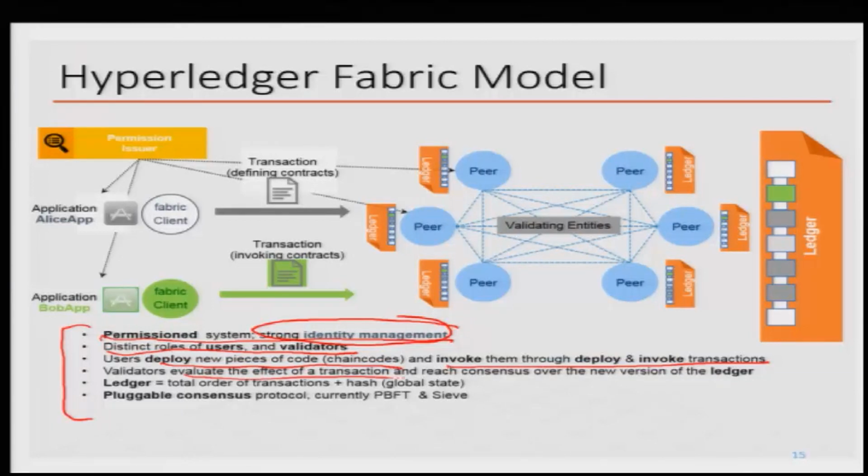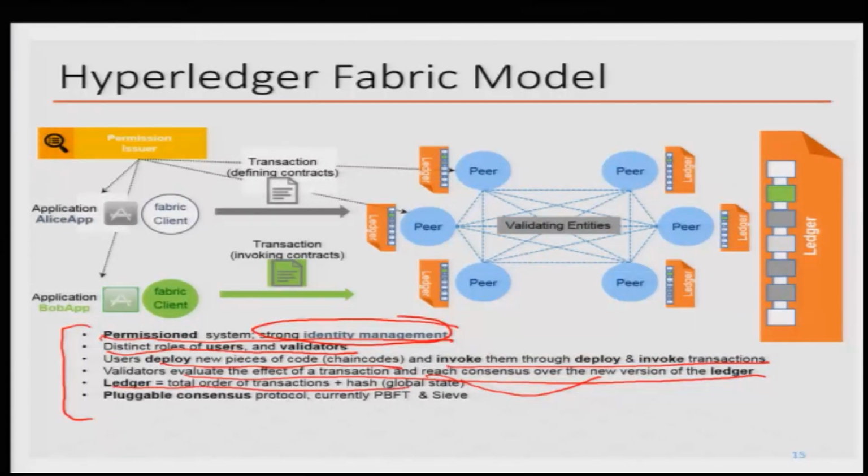Validators evaluate the effect of transaction and reach, well, the validators do not reach the consensus. This is slightly misrepresented in this slide. The orderers do the consensus, and the orderer decides what should go as the next block, and then validators actually do the main job of validating the transaction and persisting the transaction.